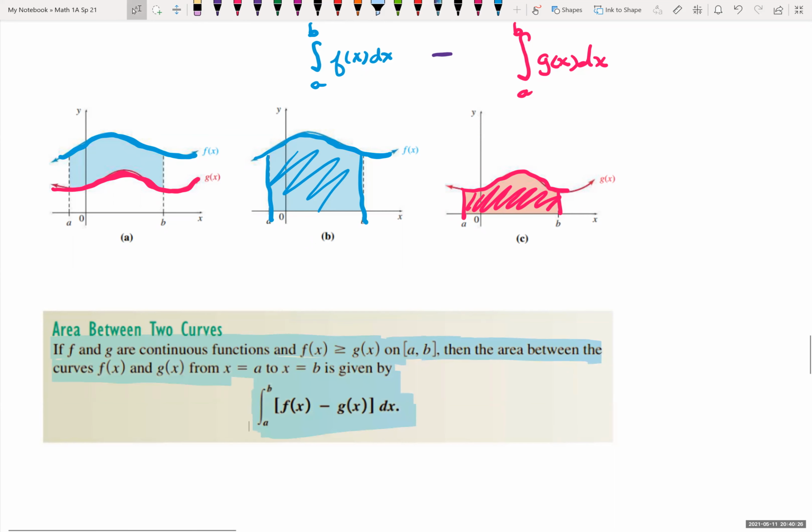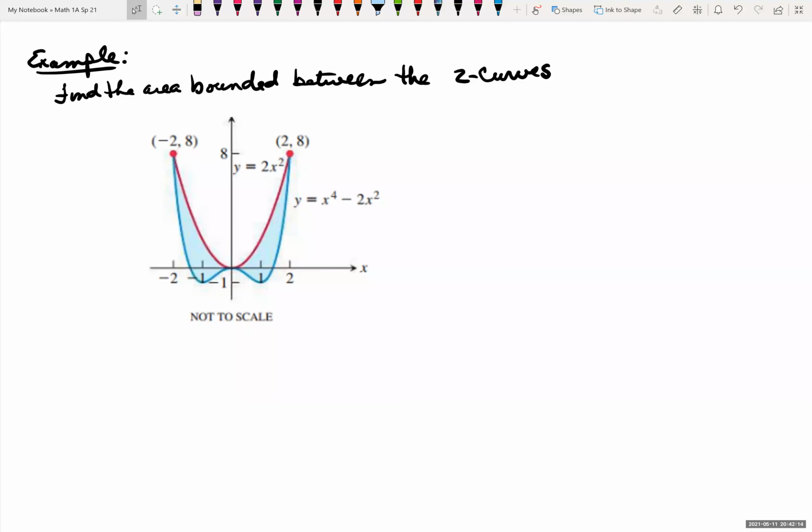So let's look at a few examples. Okay, so we're given a graph of some function, y equals, it looks like 2x squared is our function, that's that parabola shape in here. And we want to find the area bounded between that and the function y equals x to the fourth minus 2x squared. And so we're trying to find that area bounded between those two curves.